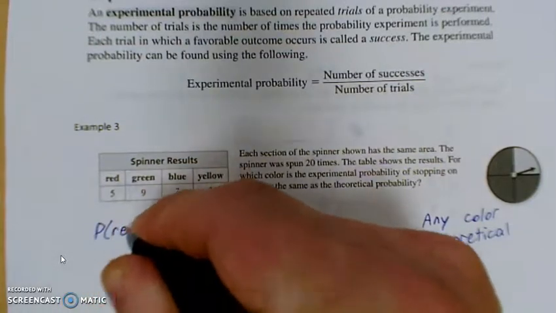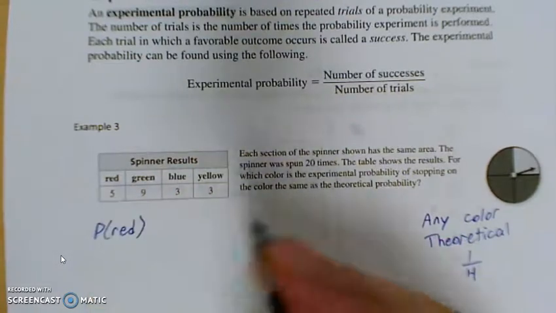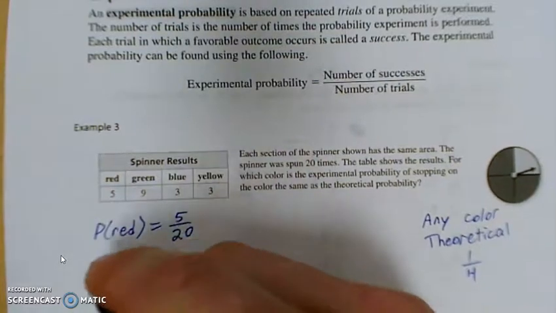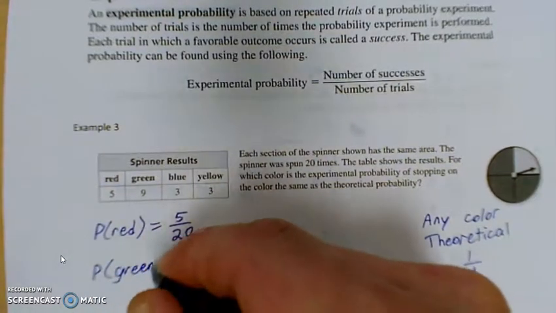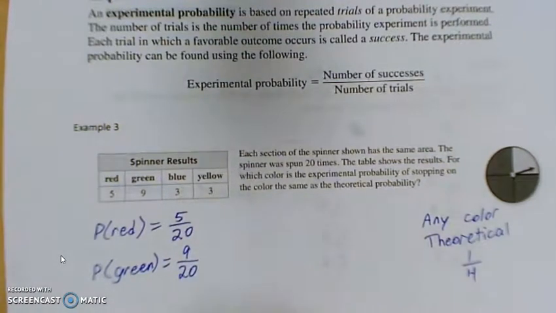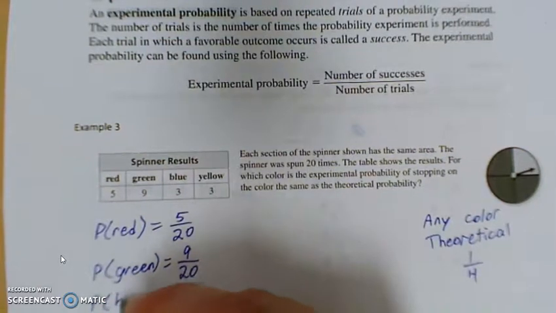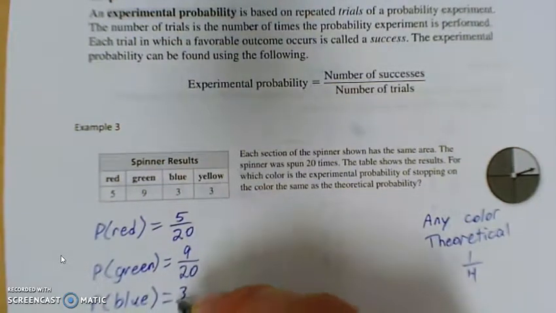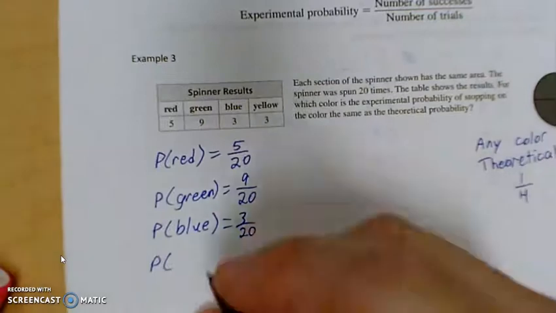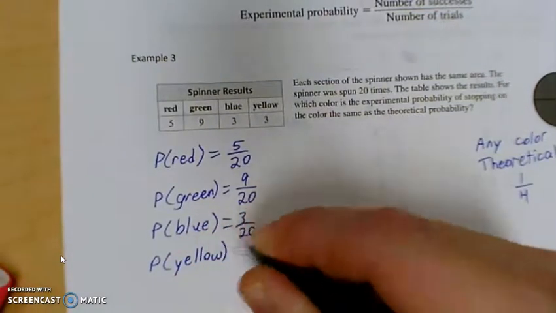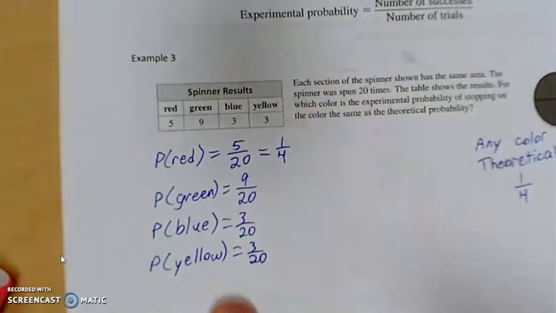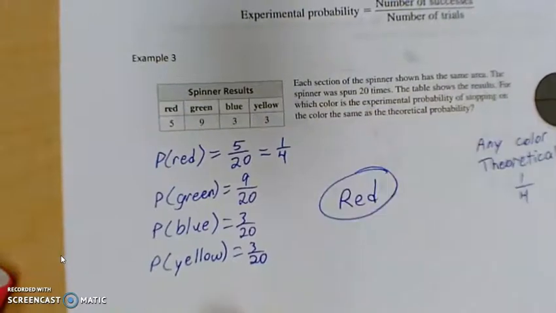So the probability of landing on red is 5 times out of 20 total. You'll notice that these also add to 20 right here. The probability of green is 9 times out of the 20. So it was much more likely to happen than 1/4 of the time. The probability of blue and the probability of yellow were both 3 out of 20. Sorry that ran off the screen there. Now, of those, red would reduce to 1/4 or 25%. So the color that has the same probability is red.